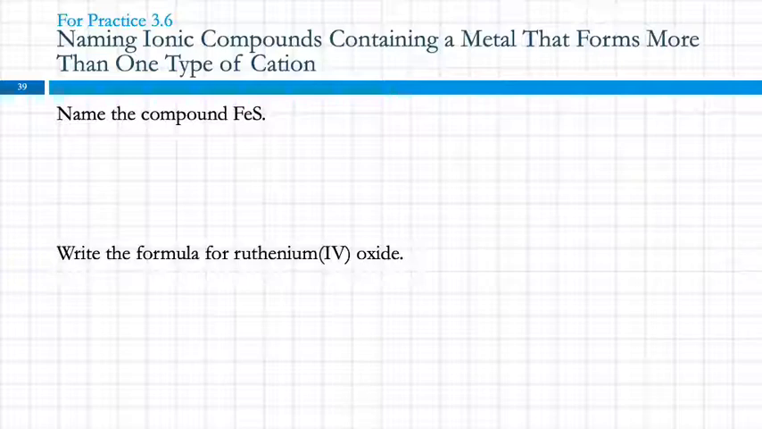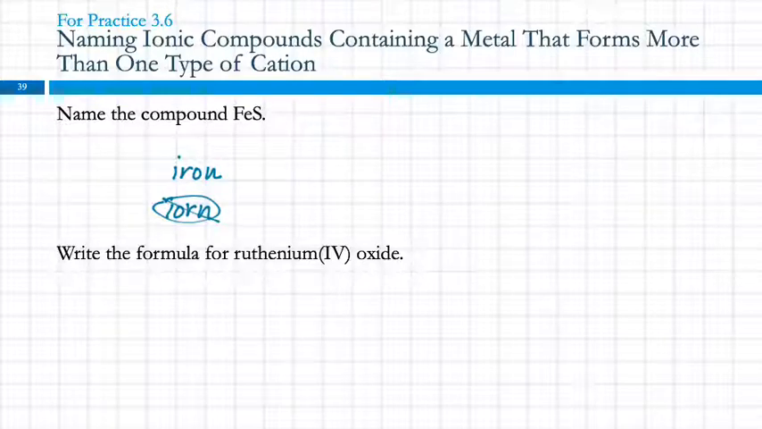Name the compound FeS. Fester. Fe is a symbol for what element? Iron. I'm just going to point out it's iron, it's not "iorn." I started seeing students write it like that. I'm like, what? And then I realized, well, that's more phonetic. Iron. No, it's iron.